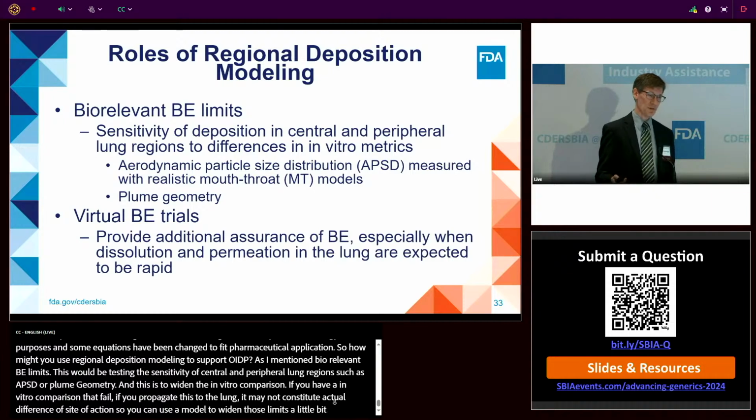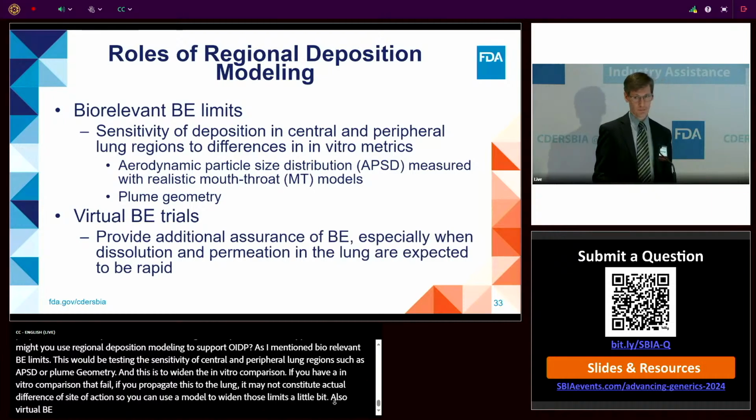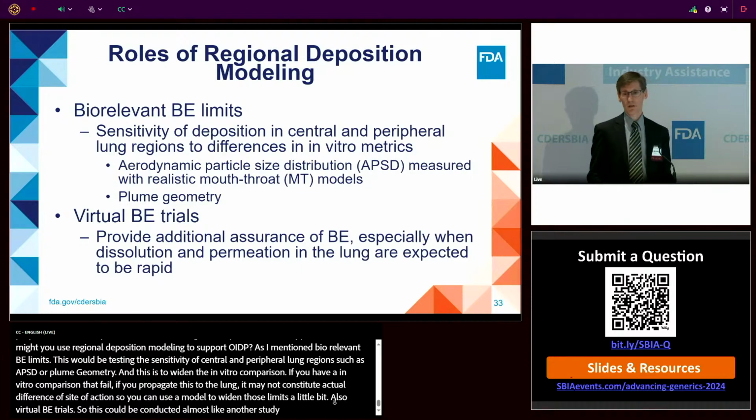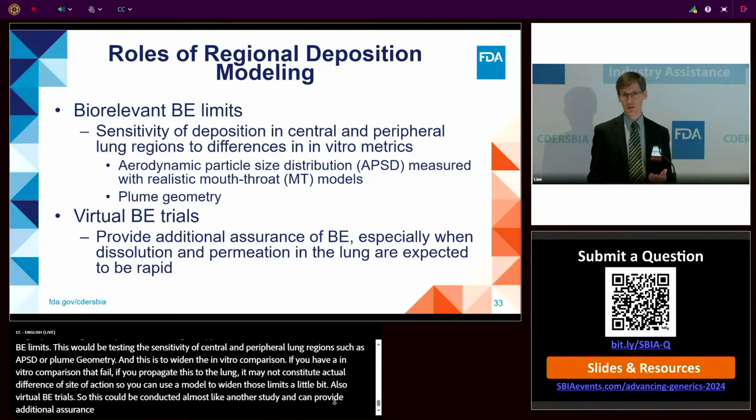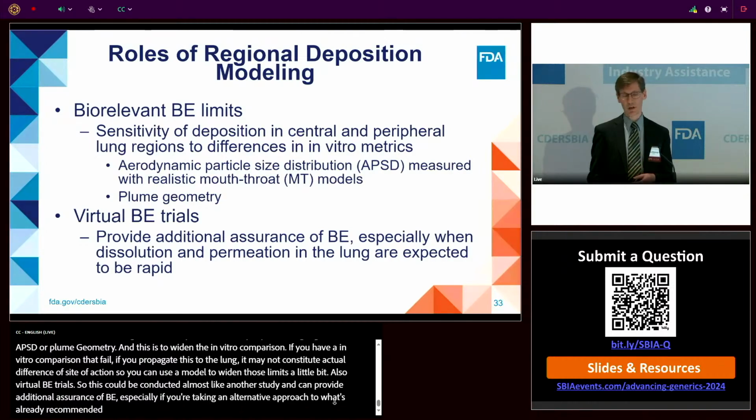Also, virtual BE trials. So this could be conducted almost like another study and could provide additional assurance of BE, especially if you're taking an alternative approach to what's already recommended now, but outside of one of the two recommended options.